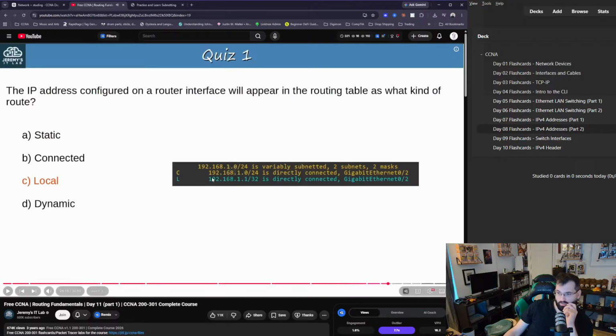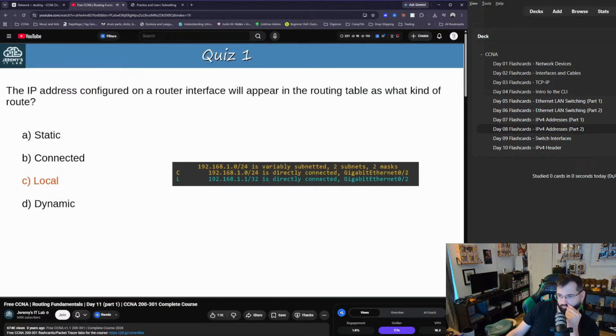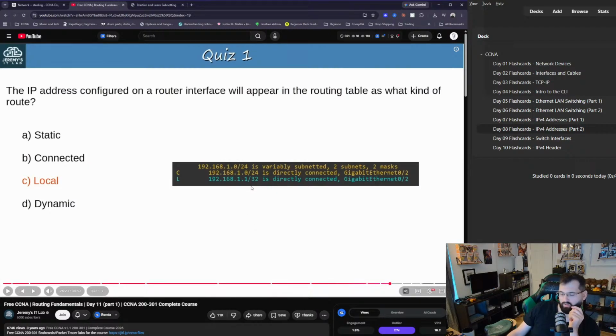Anyway. I still don't understand why we have these two and why we have a /32. I know that wasn't the point of this video. The routes that are automatically added are a connected route to the network and a local route to the exact IP address configured on the interface. Okay, this is the connected and this is the local route. The local route must have some type of significance. I just don't know what it is yet.